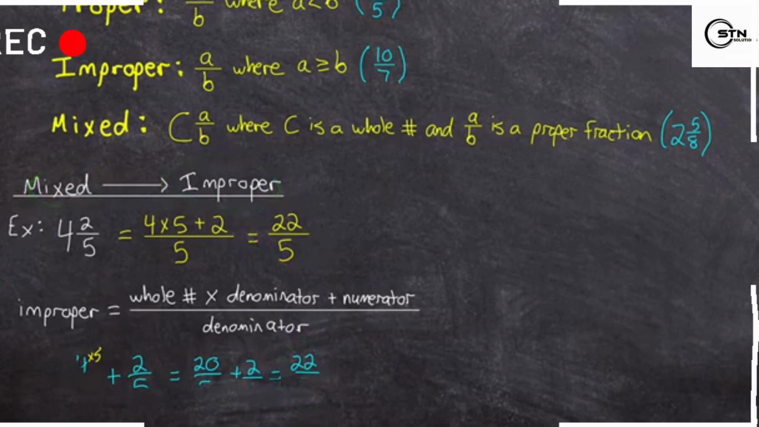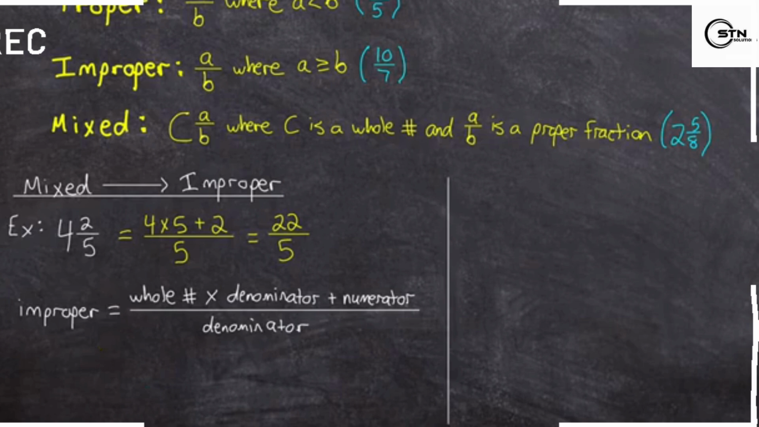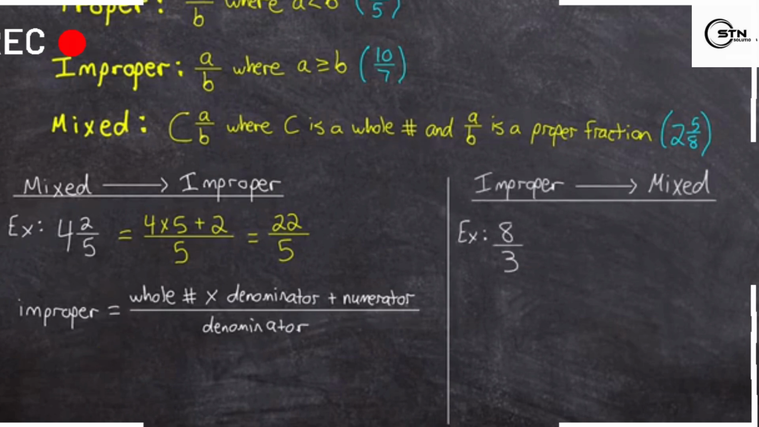So I'll erase that and we'll go ahead and try to go the other way. What if we wanted to go from an improper fraction to a mixed fraction? Here's an example. I have the improper fraction 8 over 3 and I want to write it as a mixed fraction. To do that, I have to be able to do a division. I need to do 8 divided by 3 and see what my quotient and remainder are.